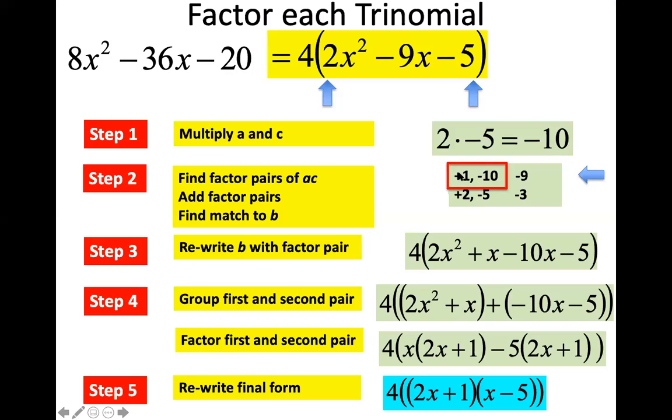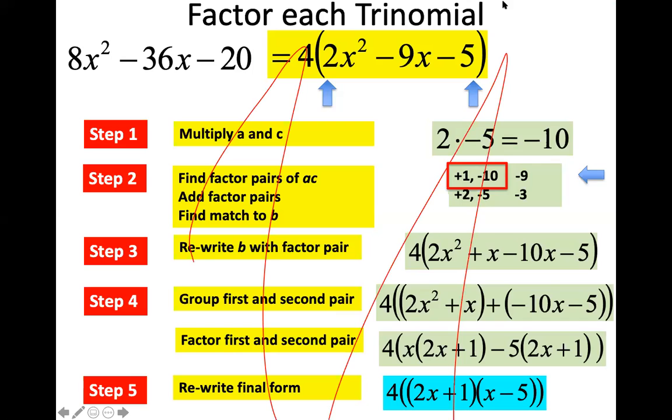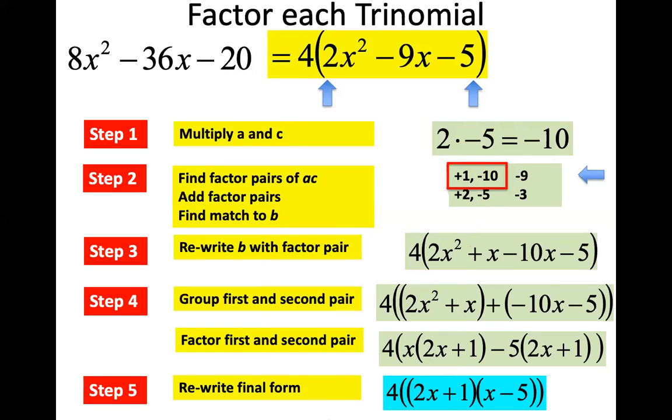So these two numbers right here, do you see where my mouse is? These two numbers multiplied together must be negative 10. These two numbers multiplied together must be negative 10. There's other options here. The 2 could be negative and the 5 could be positive. The 2 could be positive and the 5 could be negative. The 1 could be negative and the 10 could be positive. Okay? So that could happen.